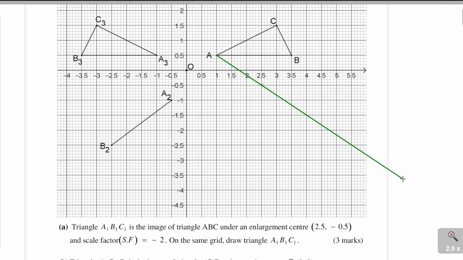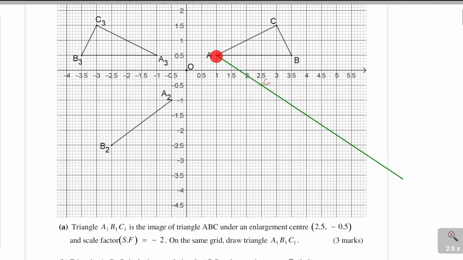And then now we want to get where A1 will be. You can see A is there, the center is there. Since you're enlarging by negative 2, we will take that distance from A to the center, and then we take twice that distance. We count from the center, and then we shall have A1. You can take this distance, A to the center, using a pair of compasses, or you can simply count the squares. I'll count the squares that are in between from A to the center.